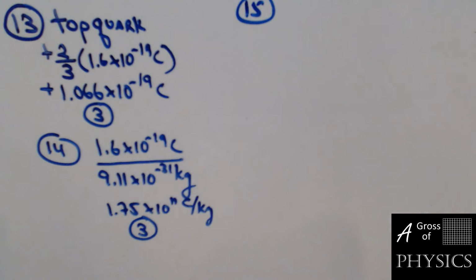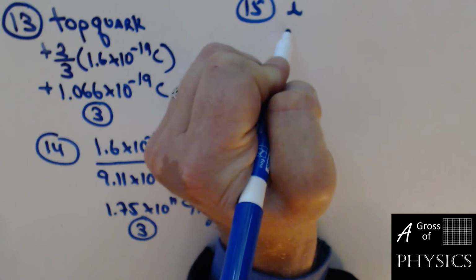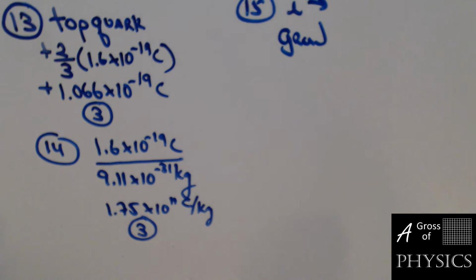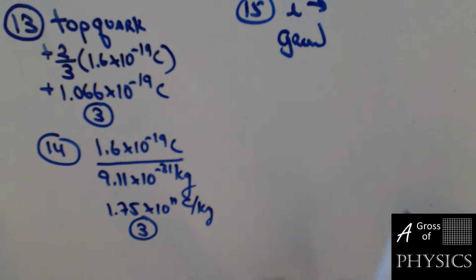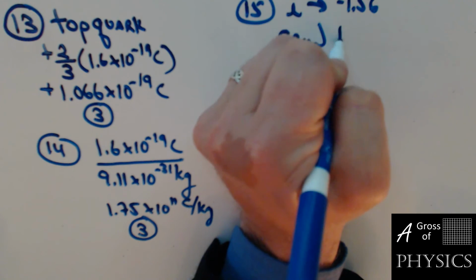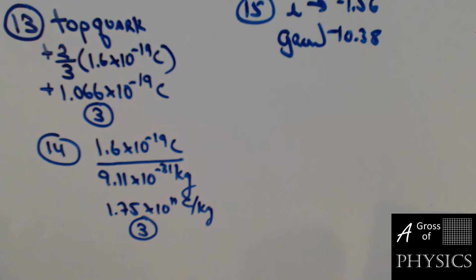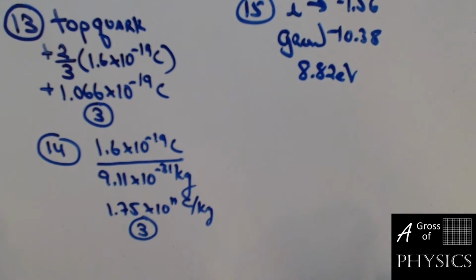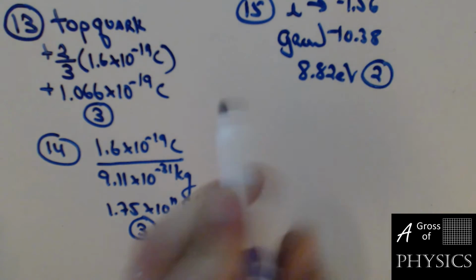All right, 15. An electron in mercury drops from energy level I down to the ground. So what are the energy values for I and the ground? -1.56 and -10.38. So what's the difference? 10.38 minus 1.56, we have 8.82 electron volts, which is going to be choice 2.